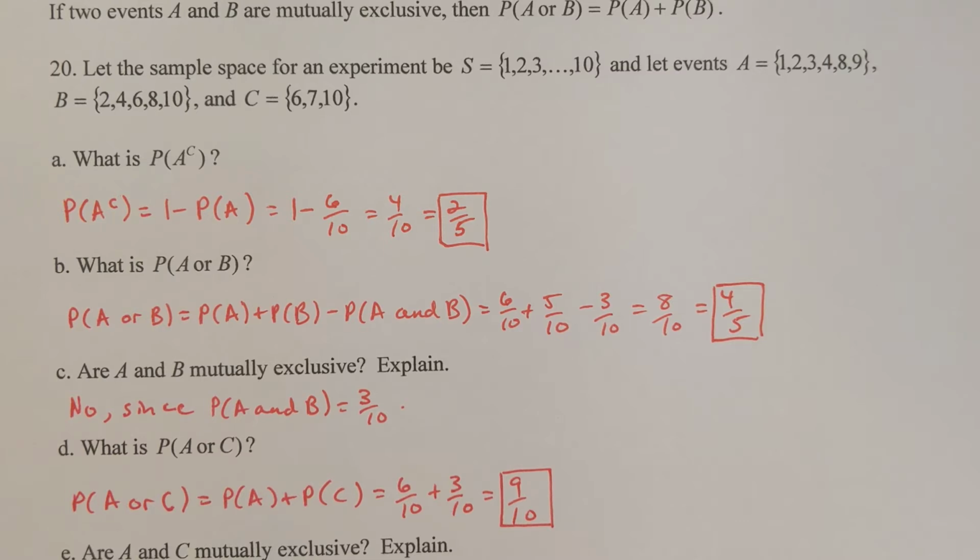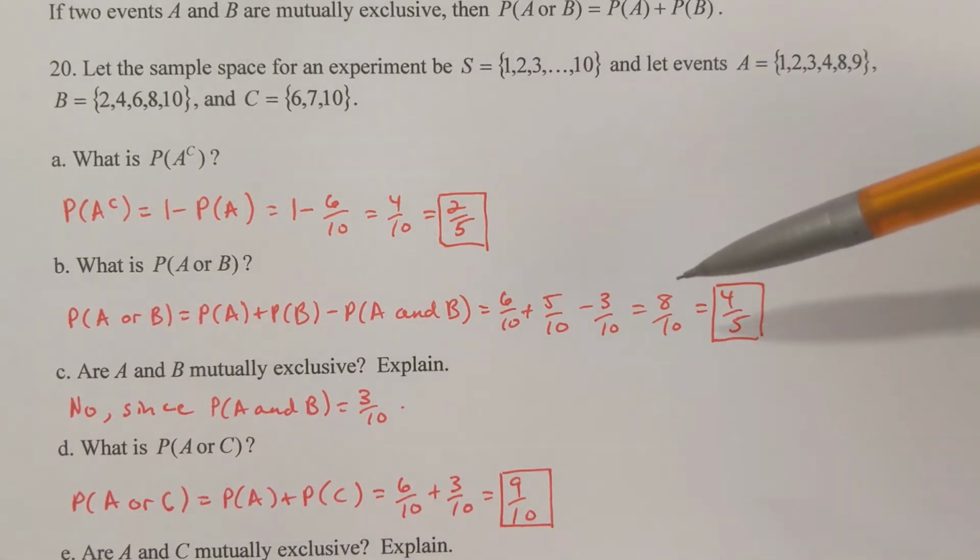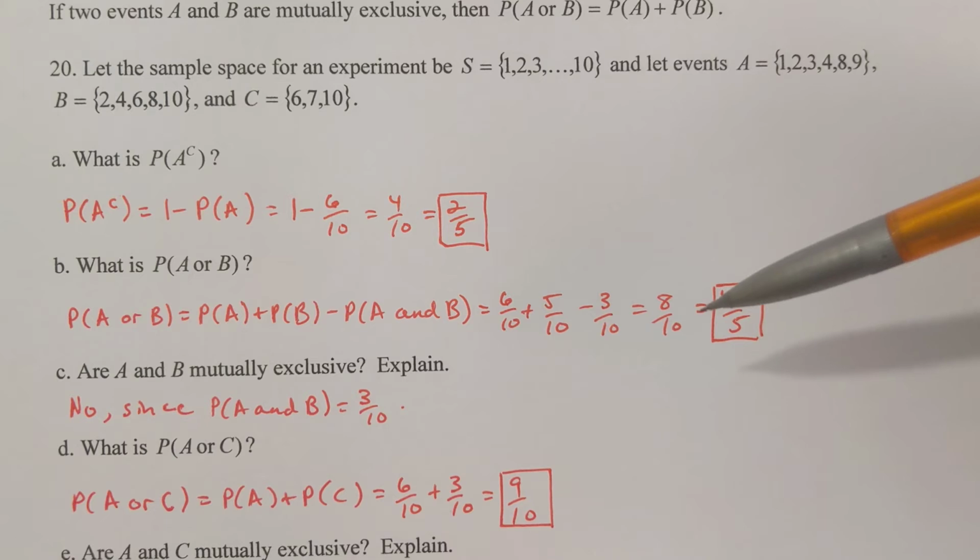So what is everything in A and B? Well, let's see. 2 is in A and it's also in B. 4 is in A and it's also in B. And 8 is in A and it's also in B. 3 over 10 then would be the probability of selecting something that is in both A and B. And that's what I'm subtracting. I've already got my common denominator, so I can just add the numerators. 8 divided by 10 would be the probability, and that reduces to 4/5.